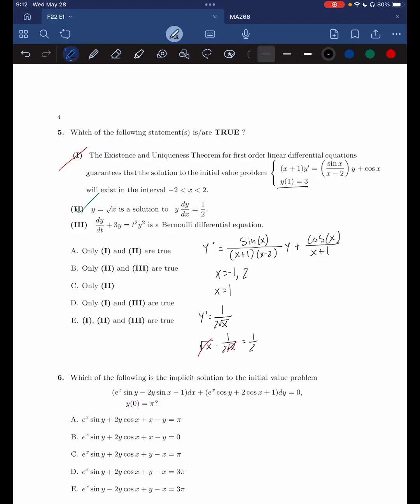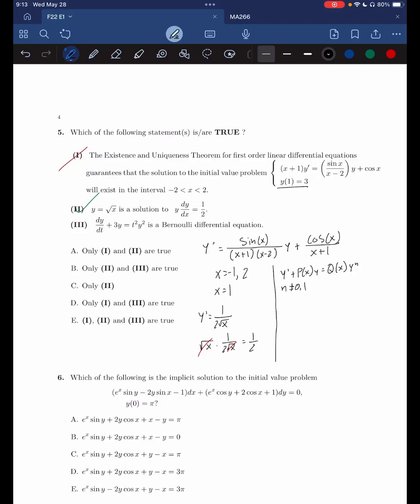The classic setup for a Bernoulli equation looks something like this. The general form is the word I'm looking for. Y prime plus P of x times y is equal to Q of x times y to the n. And I mentioned earlier how n is not equal to 0 or 1.